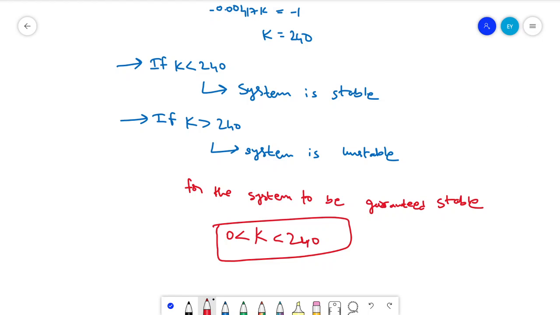Okay, so we'll see another problem of another type, with a pole or a zero also in the problem. If you have a zero in the problem, how the system behaves and how the system stability varies, we'll see in the next class. Okay.